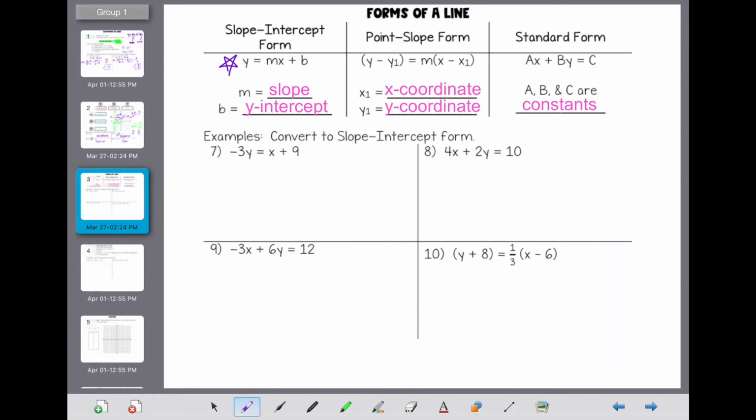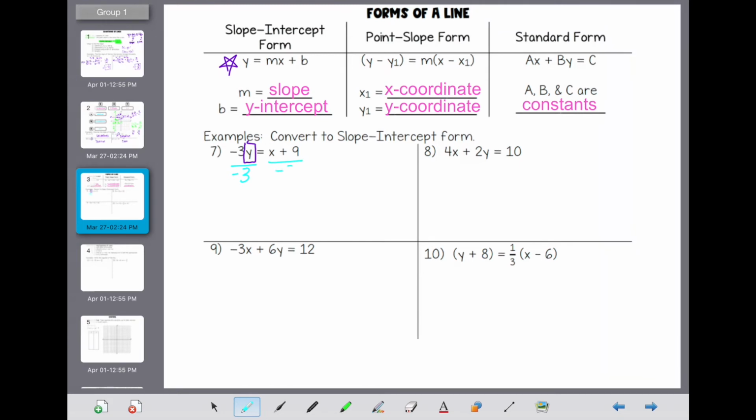So in examples 7 through 10, we are practicing converting an equation of a line into slope-intercept form. So your mission is to always get y by itself on one side of the equation. So in number 7, I have negative 3y equals x plus 9. So we're going to use inverse operations, and negative 3y means it's being multiplied. I want to undo that multiplication, and I will do that by dividing. So I will divide both sides by negative 3.